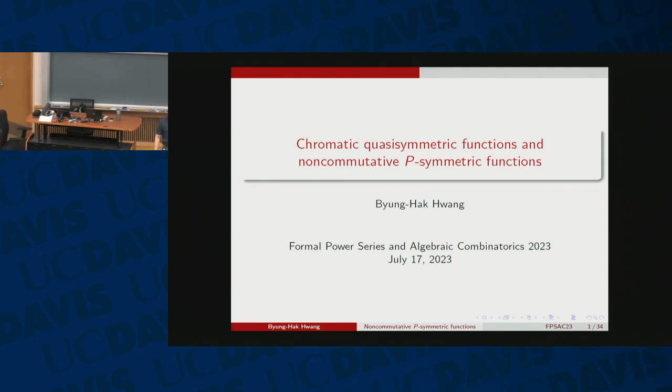I'm really grateful to the organizer for giving me this opportunity. In this talk, I will talk about chromatic quasisymmetric functions and noncommutative P-symmetric functions.